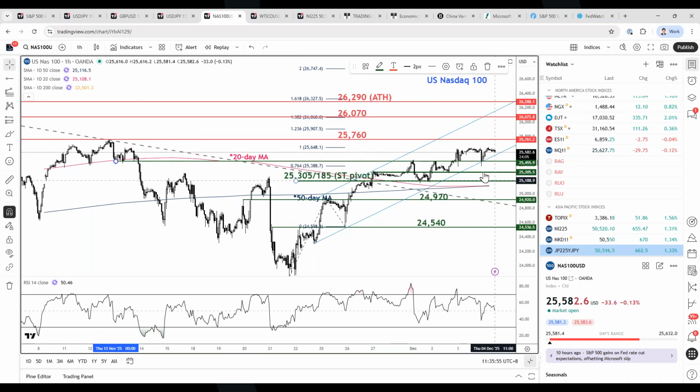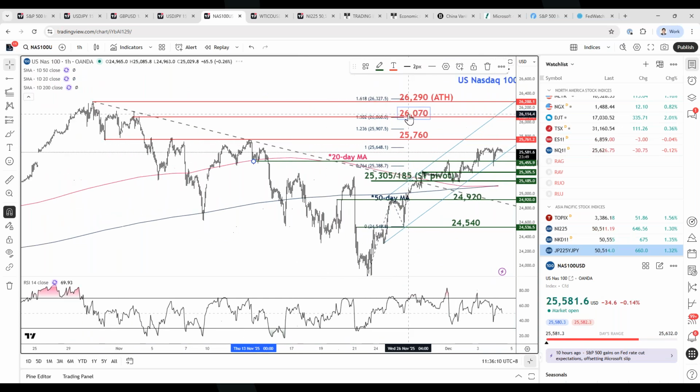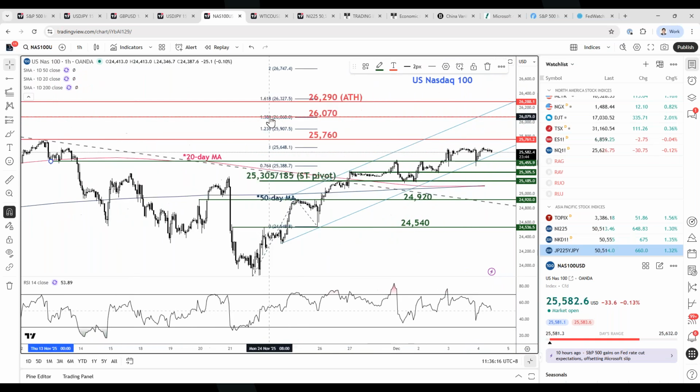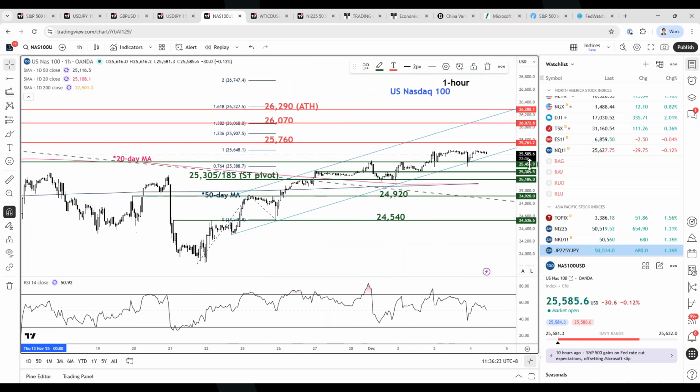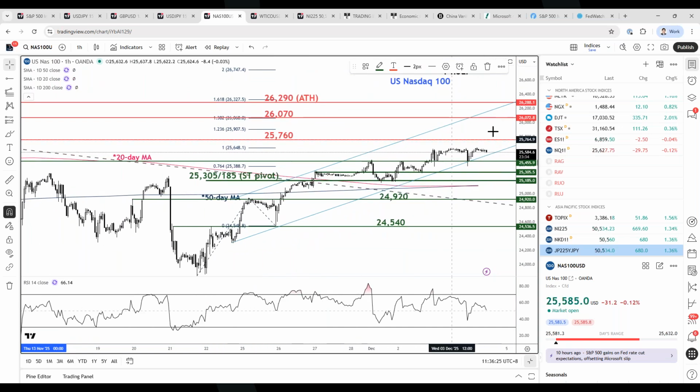Pivotal support zone still remains the same at 25,305, 25,185 for today. So as long as this 25,305, 25,185 short-term pivotal support holds, still maintain that bullish bias above 25,760, potentially taking us up higher towards 26,070, which is the minor swing high area of 3rd and 4th of November, and confluence with a Fibo extension level of 1.382 on the ongoing bullish impulsive up move from the low of 21st of November. However, if we start to see a bullish break and hourly close above 25,760, then I could tighten my pivotal support level towards 25,455 next.